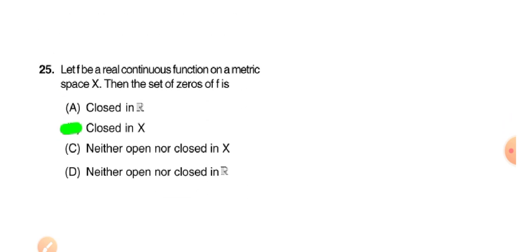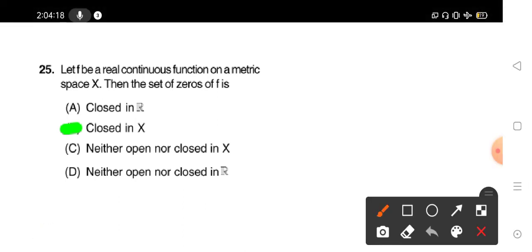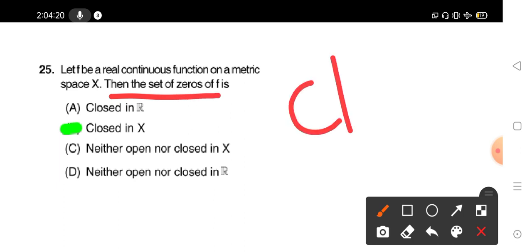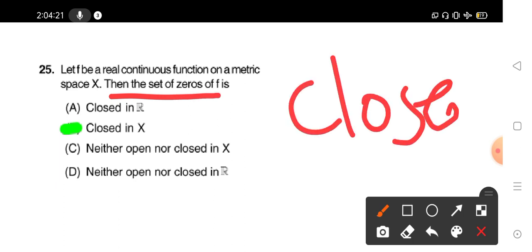Next question: let f be a real continuous function on a metric space X, then the set of zeros of f in X is always closed in X. Option B is correct.